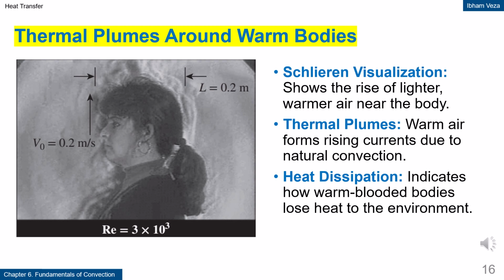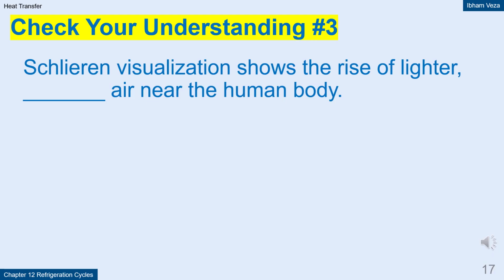Thermal plumes around warm bodies. Schlieren visualization shows how warmer and lighter air rises around the human body. This phenomenon is called a thermal plume and is an example of natural convection. The air heated near the body's surface moves upward due to buoyancy forces. This process causes heat loss from the body to the surroundings. This flow pattern is important for understanding natural cooling and thermal comfort. Schlieren visualization shows the rise of lighter, warmer air near the human body.